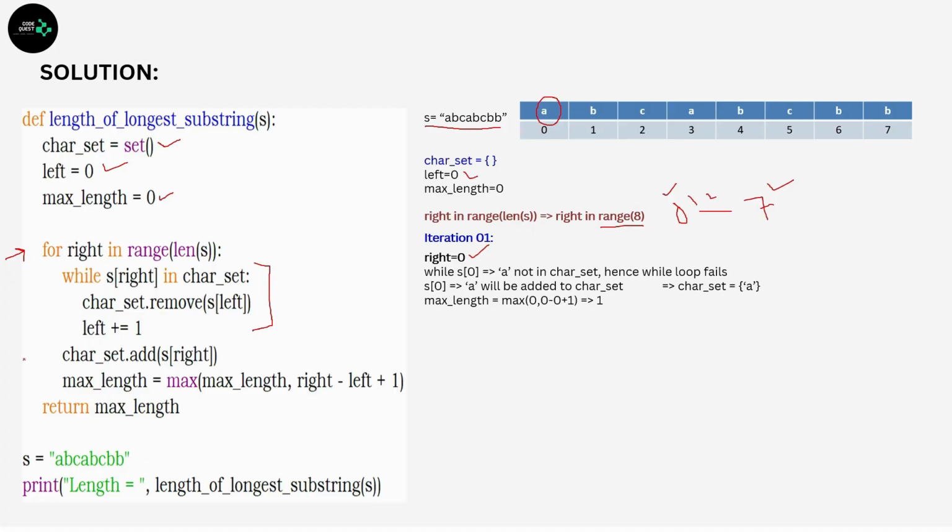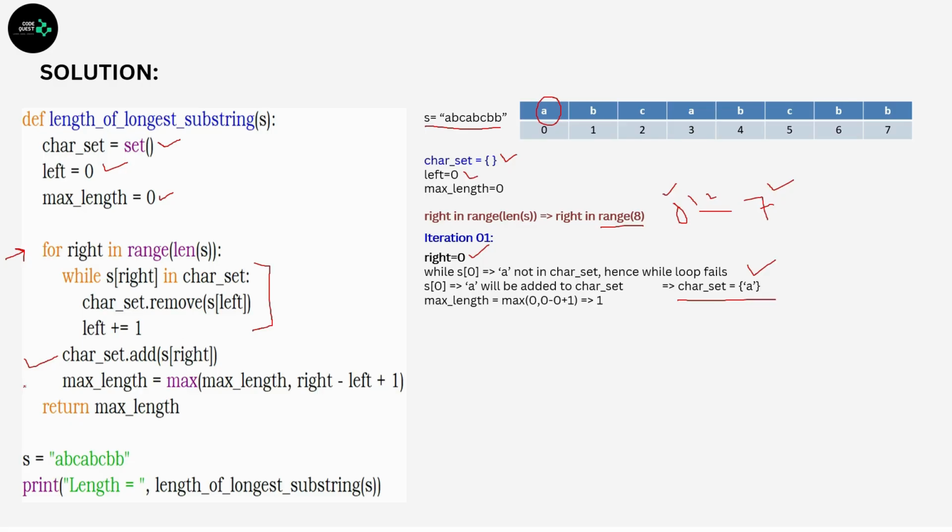So now we can come down to this line, where we are adding S of right, that is nothing but S of 0. What is S of 0? A. A will be added to the char set. As a result, the char set, which was empty earlier, has now updated to one element in it, that is A.